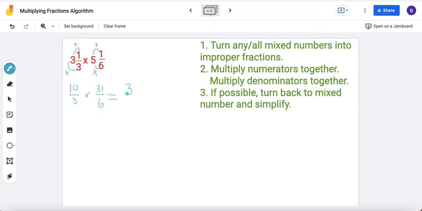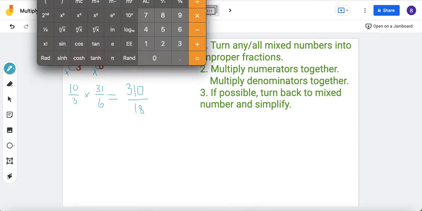So this is going to be 310 over 18. So then our final step, step 3, this is an improper fraction, so it is possible to turn it back into a mixed number and simplify.